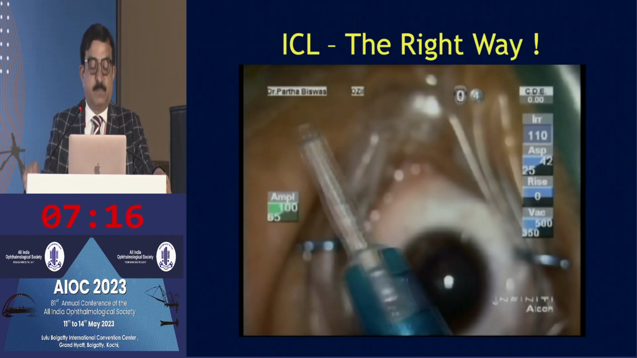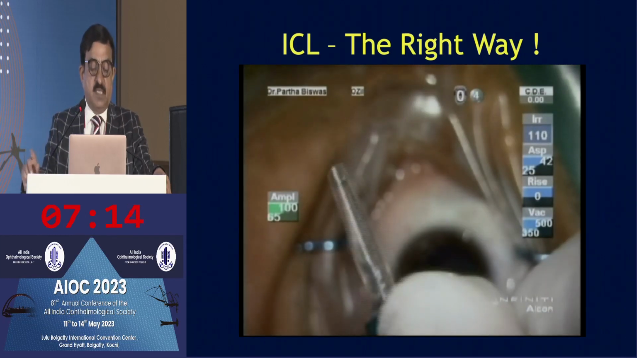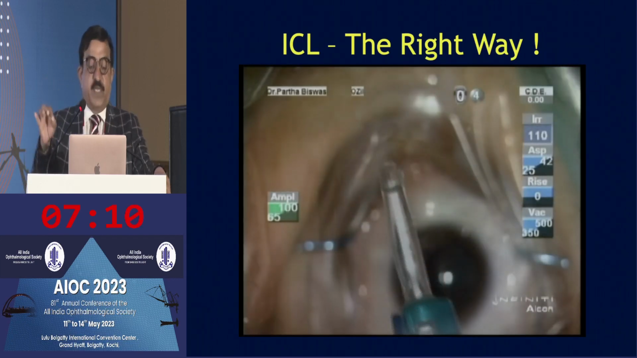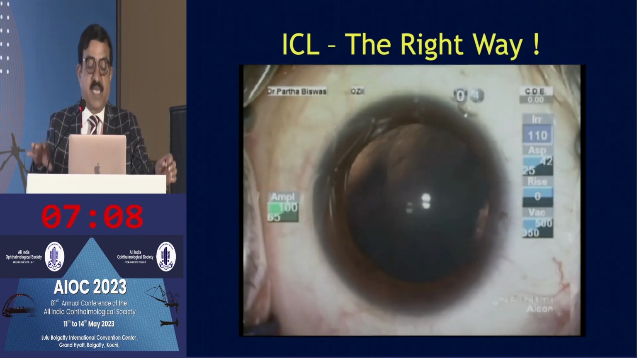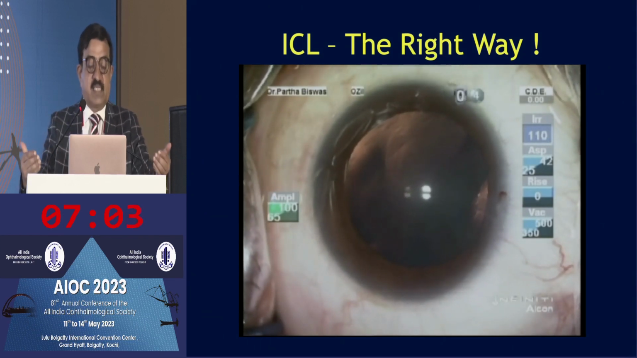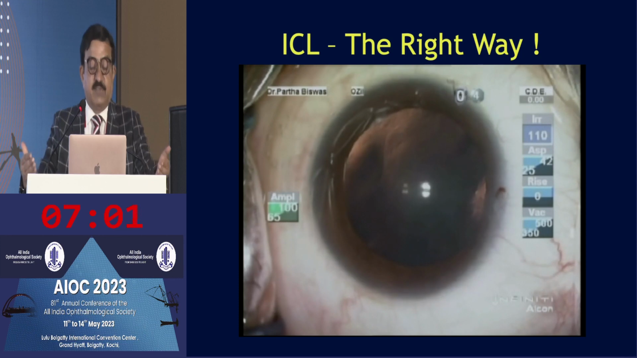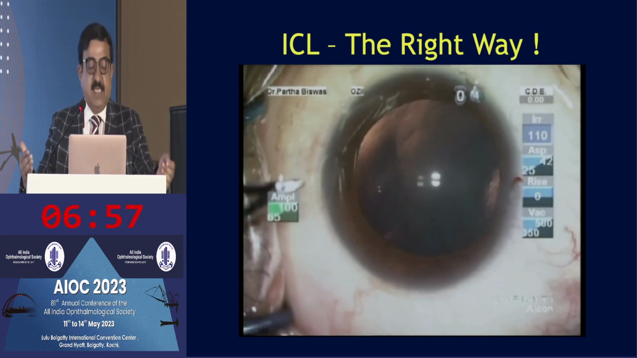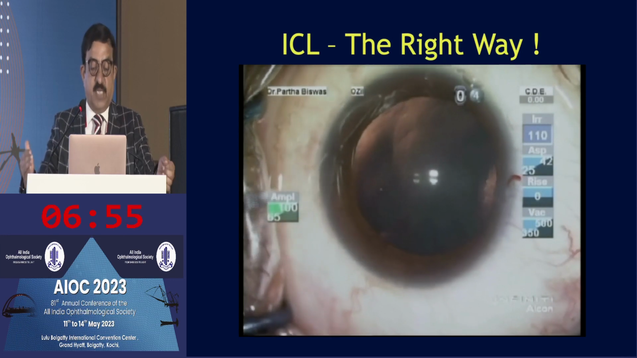Then it is placed into this cartridge and locked in. Once that is done, this should be dipped into the BSS once again and kept. Then comes the incisions. Do not make incisions before, or do not place viscoelastic into the eye before loading the ICL, and it has to be done as atraumatically as possible.